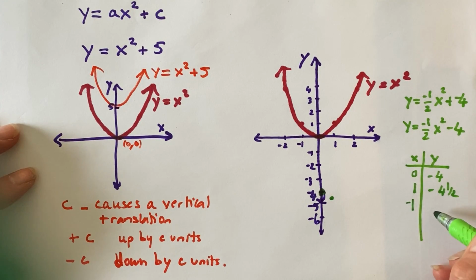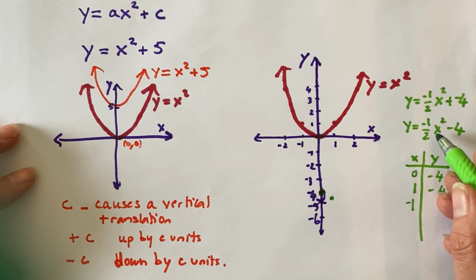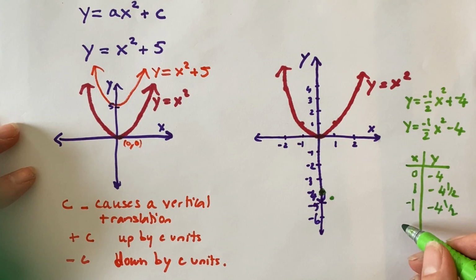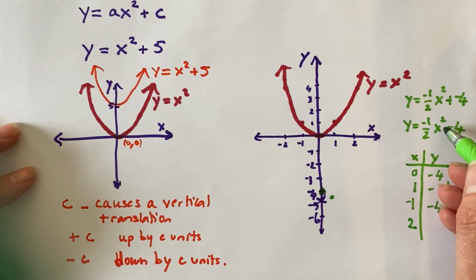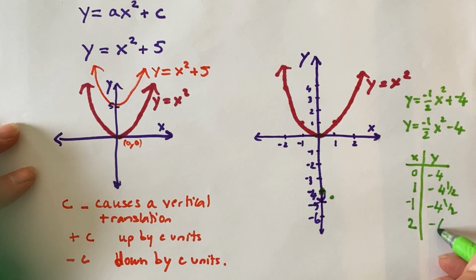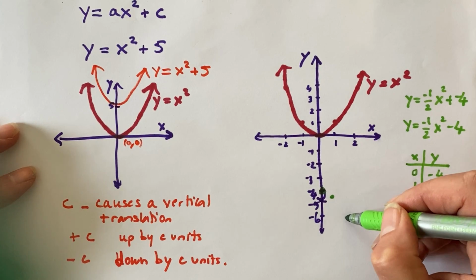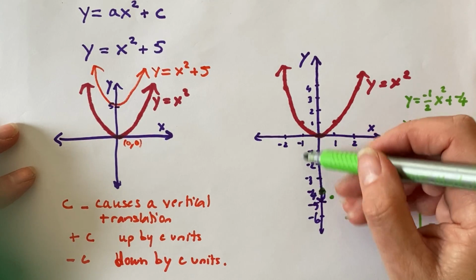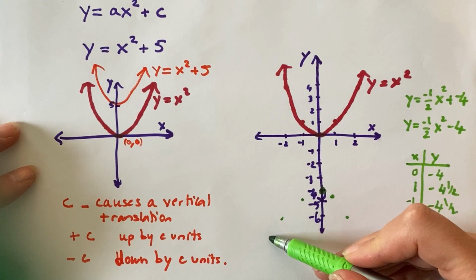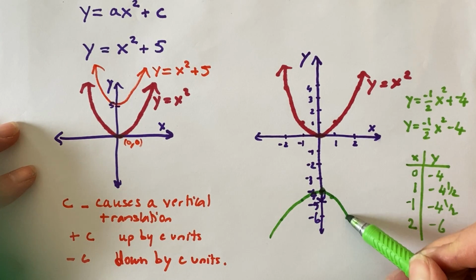Then -1 is going to be the same thing because we're squaring it, multiplied by -1/2, that's -1/2, -4 is -4.5. Then 2 squared is 4. 1/2 of 4 is 2. -2, I'll get -6. And same on this side. And so here is what that is going to look like.